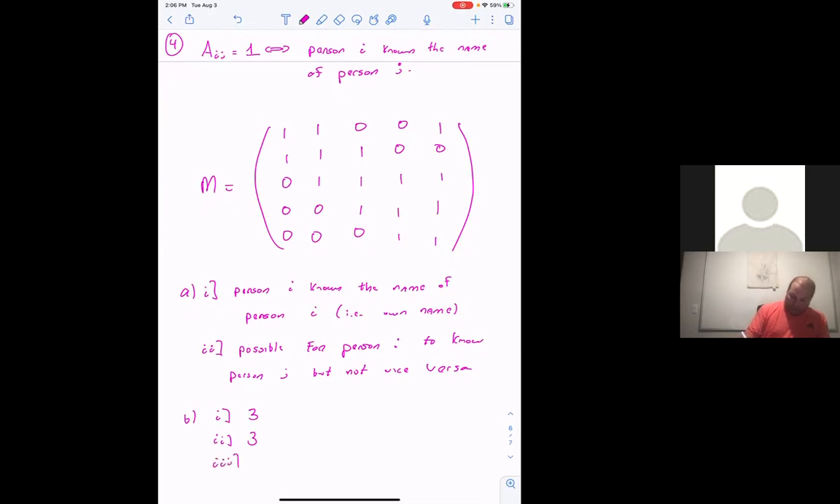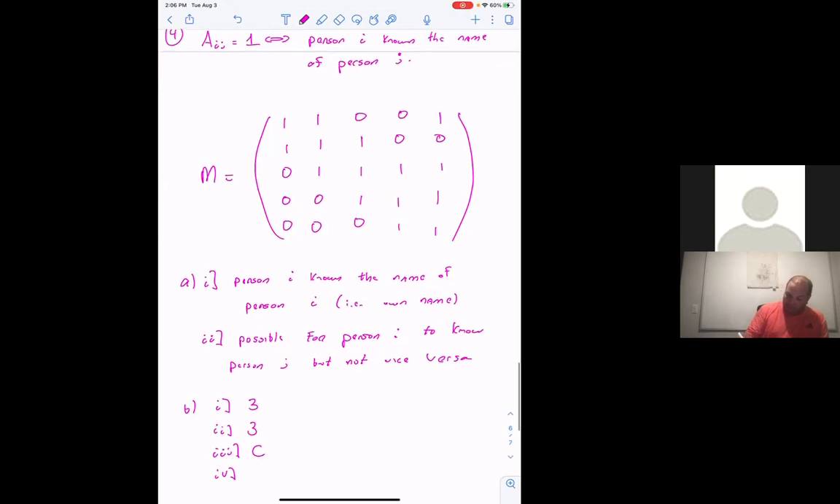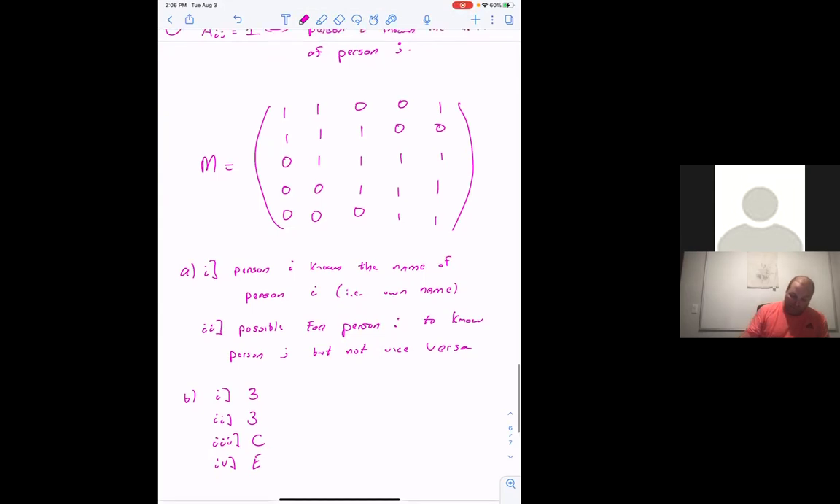Who knows the most names? That's C. And IV, whose name is known by the most? That would be E. Not drawing any graph here, I can just read it from the matrix.